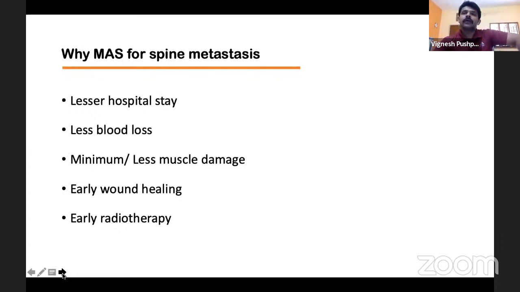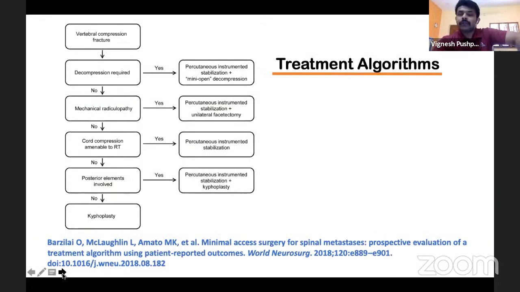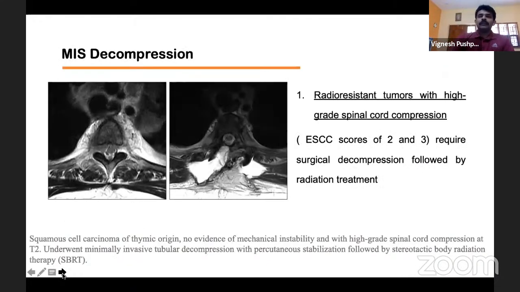reduced blood loss, less muscle damage, and reduced hospital stay for the patient. Postoperatively, early radiotherapy can be started with minimal access spine surgery compared with open surgery, where the risk of wound complications frequently delays the radiation therapy. Coming to our paper, the treatment algorithm of minimal access spine surgery in spine metastasis with vertebral compression, high-grade epidural spinal canal compression score, and spine instability scores more than 7. First is the minimal access spine surgery, decompression through tubes.